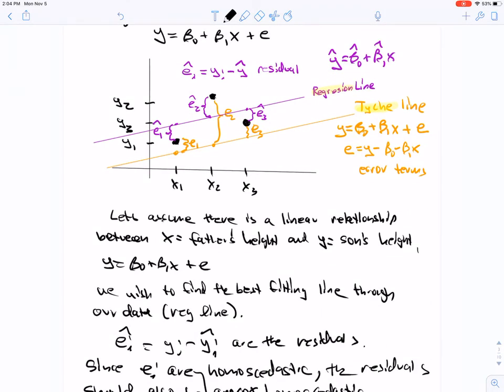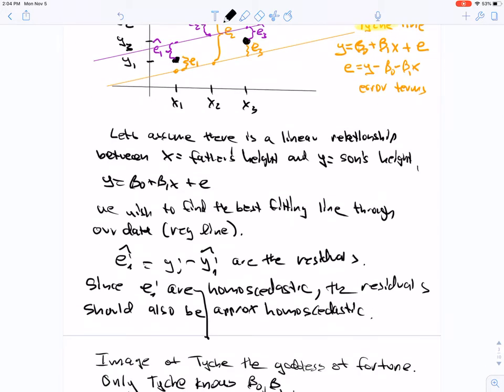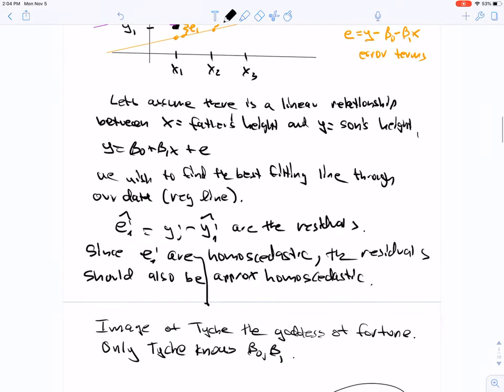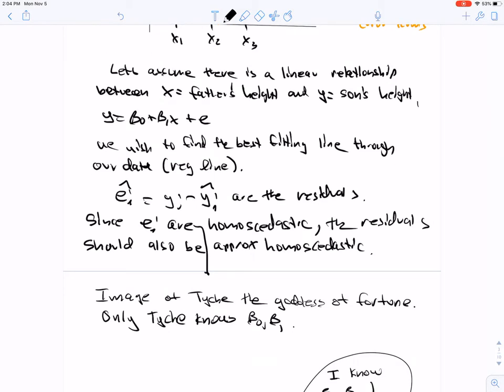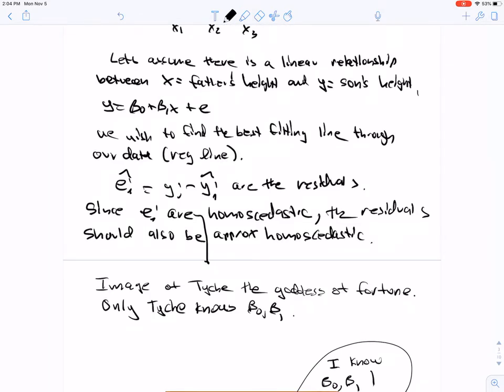We're going to assume we have a linear relationship, and we're going to find the best fitting line called the regression line, and the residual is the difference between the observed value and the corresponding value on the regression line. And since the E_i are homoscedastic, the residuals should also be approximately homoscedastic.